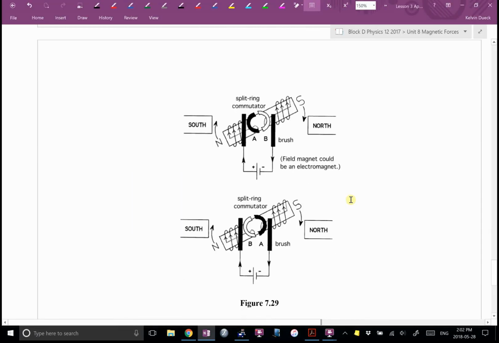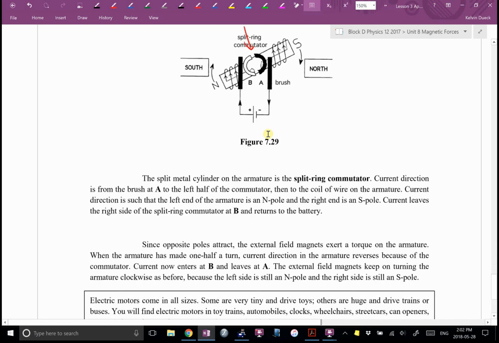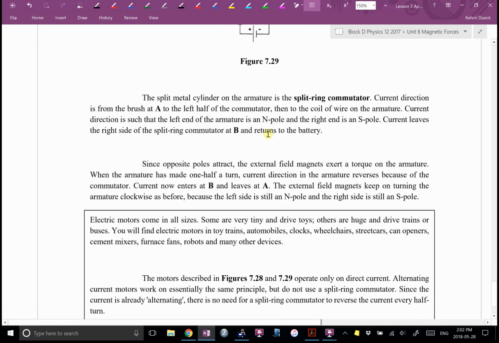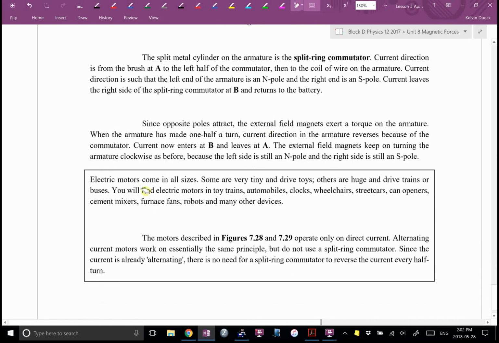So, if we look at our notes again here, if we want a better motor, what we actually do is we make the armature a solenoid or a magnet as well. So now we've got two interacting magnetic fields, and that gives you a much more efficient motor. But again, you can see the split ring commutator right there. I think I have a better diagram. Maybe I don't.